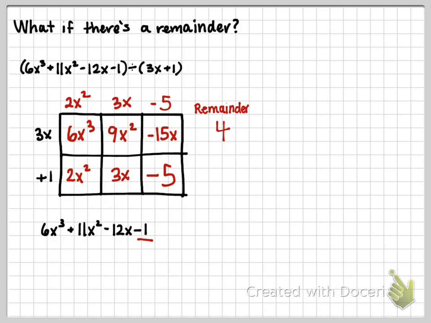Now when I write my final answer, I've got 2x squared plus 3x minus 5 with a remainder of 4. And that's going to look like this. When I write that remainder, just like if I was dividing by 7 and I had a remainder of 4, my remainder would be 4/7. Here, since I'm dividing by 3x plus 1, I'm going to write my remainder as a fraction. That's 4 over 3x plus 1. That's always how you write your remainder, that number over whatever you were dividing by.